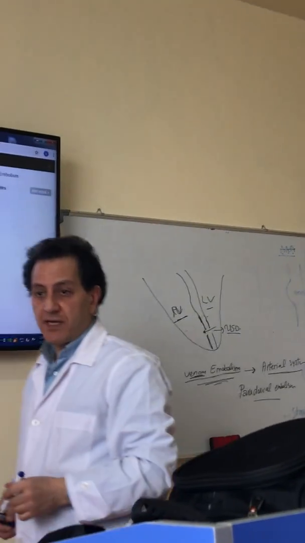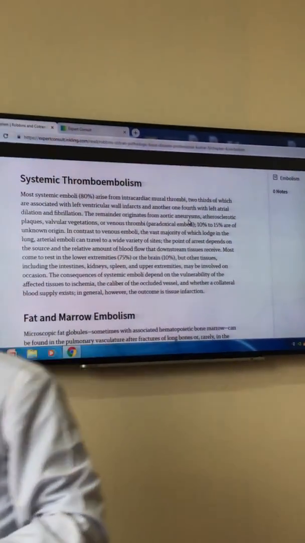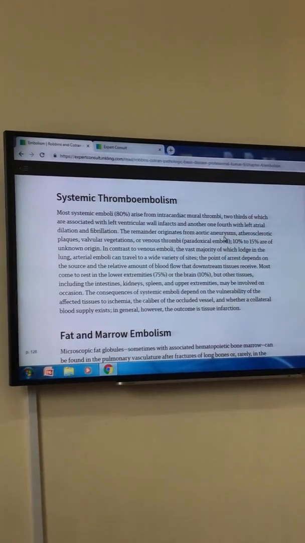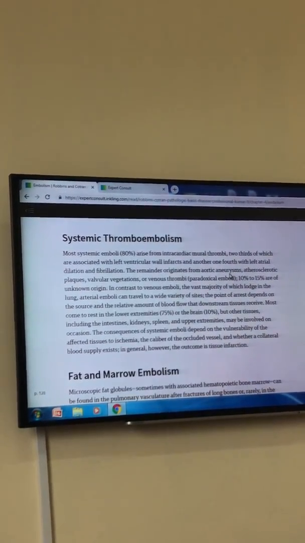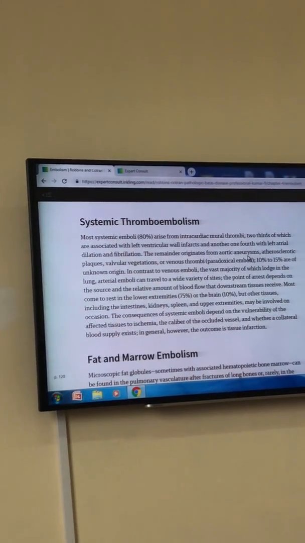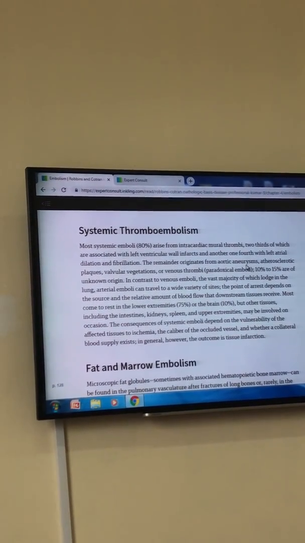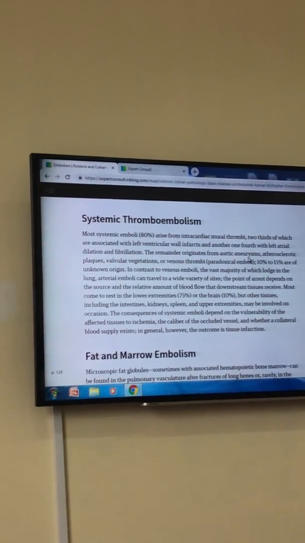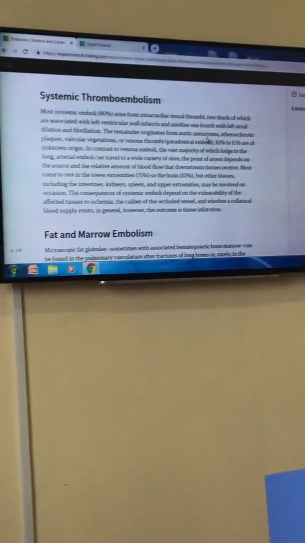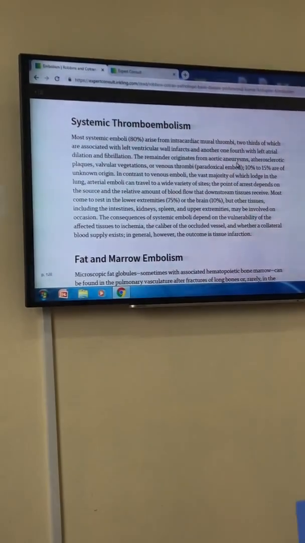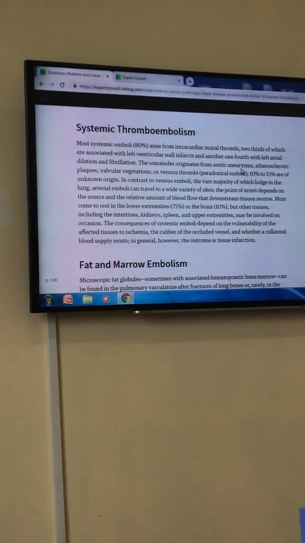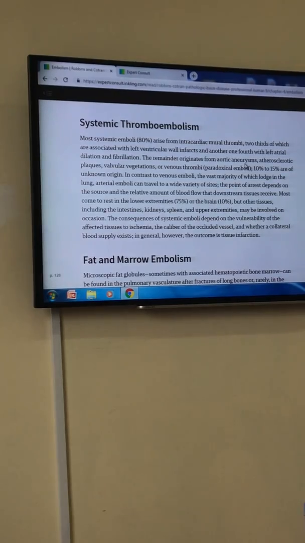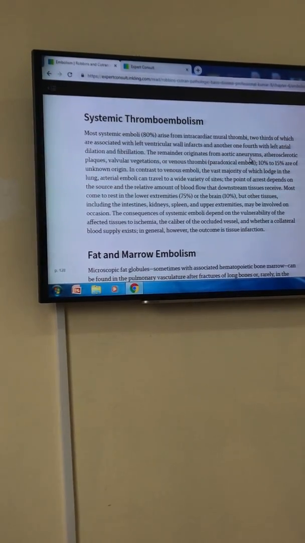Also, if a patient has an atherosclerotic plaque, that I explained to you, there is the risk of ulceration of that plaque and thrombosis, and then some particles of this atherosclerotic thrombotic material can separate, circulate in the circulation and cause embolization.